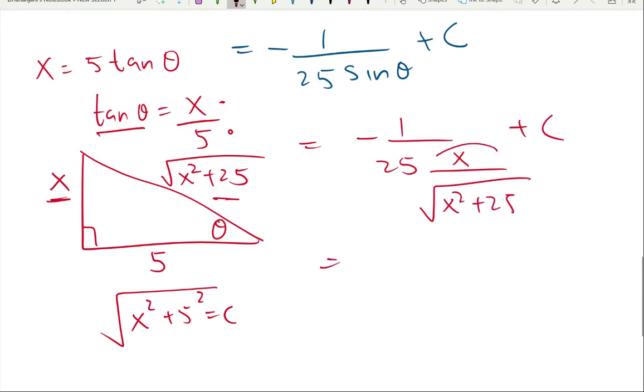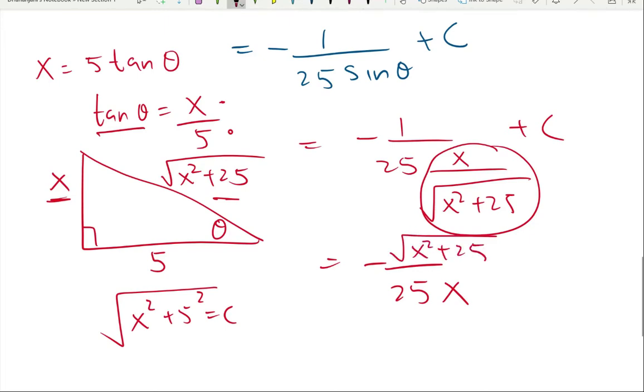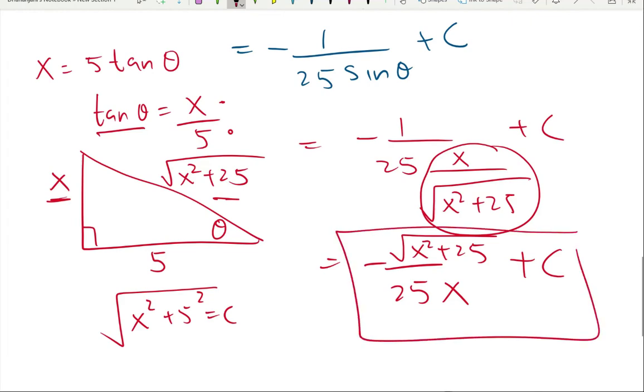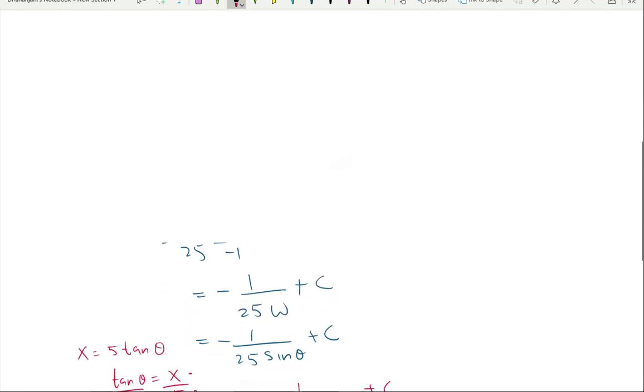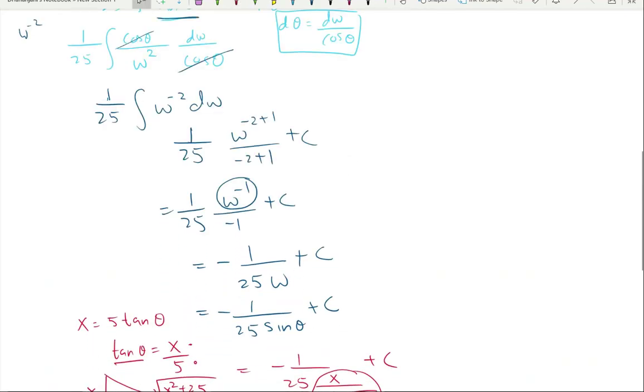So division here is reciprocal multiplication. So 1 over 25. X will be on the bottom because of the reciprocal. So the square root term will be on the top. Plus c. So this is what you get after integrating the problem. Alright, so this is a big problem, a long one. It involves several tricky steps. Try to do the problem again by yourself.